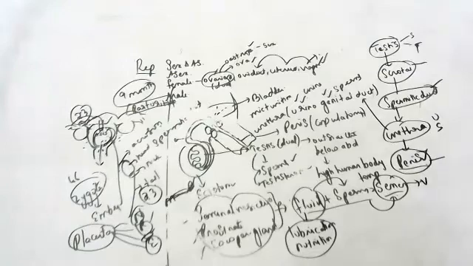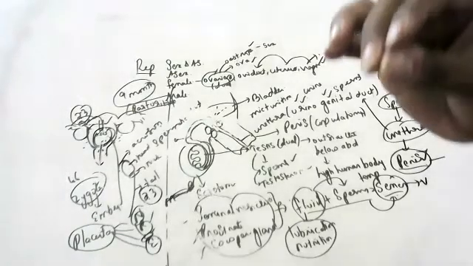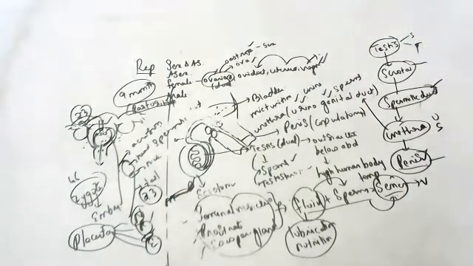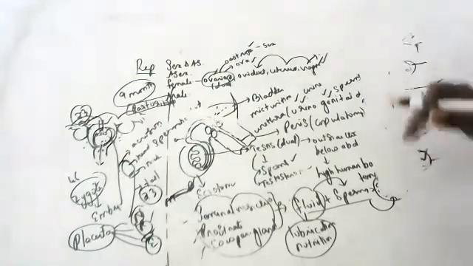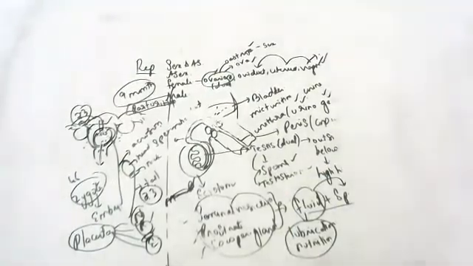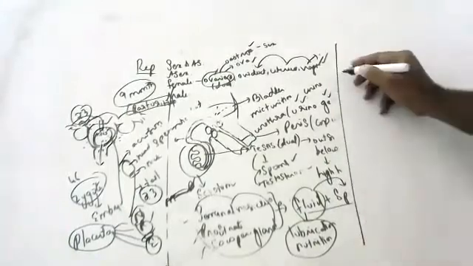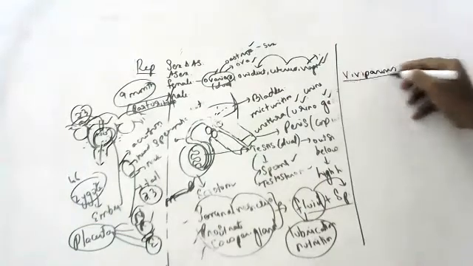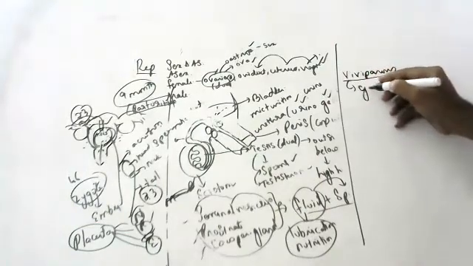So children, there are two types of animals, viviparous and oviparous. What are viviparous and what are oviparous animals, children? Oviparous are animals which reproduce by laying eggs. Viviparous give birth directly to young ones.